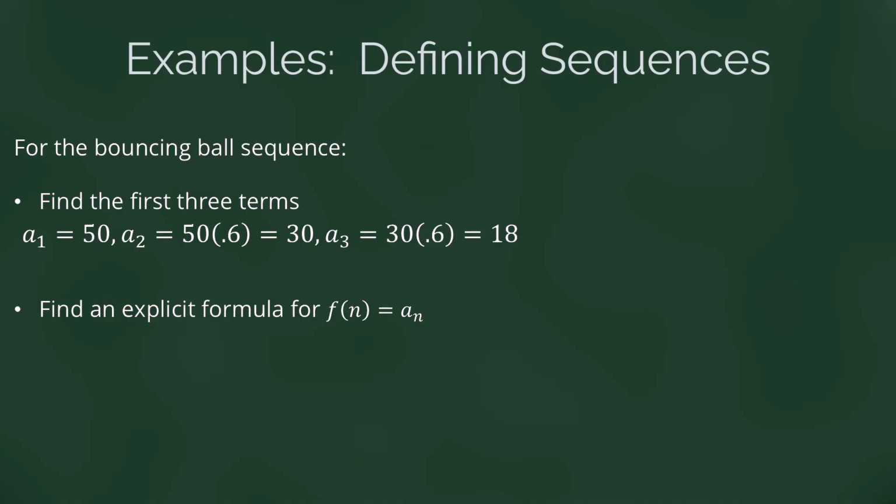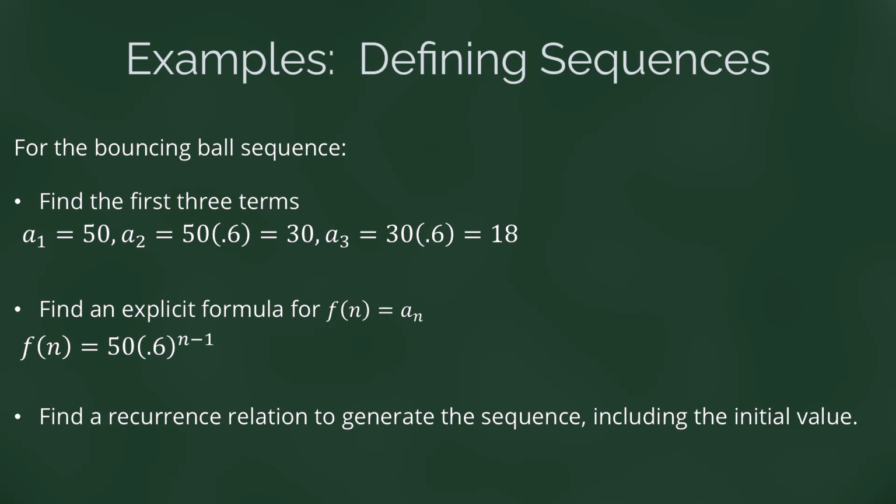Then let's consider coming up with an explicit formula for the height of the nth bounce. Since the first bounce is 50, and each time we go through our sequence, we multiply by an additional factor of 0.6, it follows that the formula should be f of n is equal to 50 times 0.6 raised to the n minus 1 power, since we don't multiply by 0.6 until we get to the second bounce.